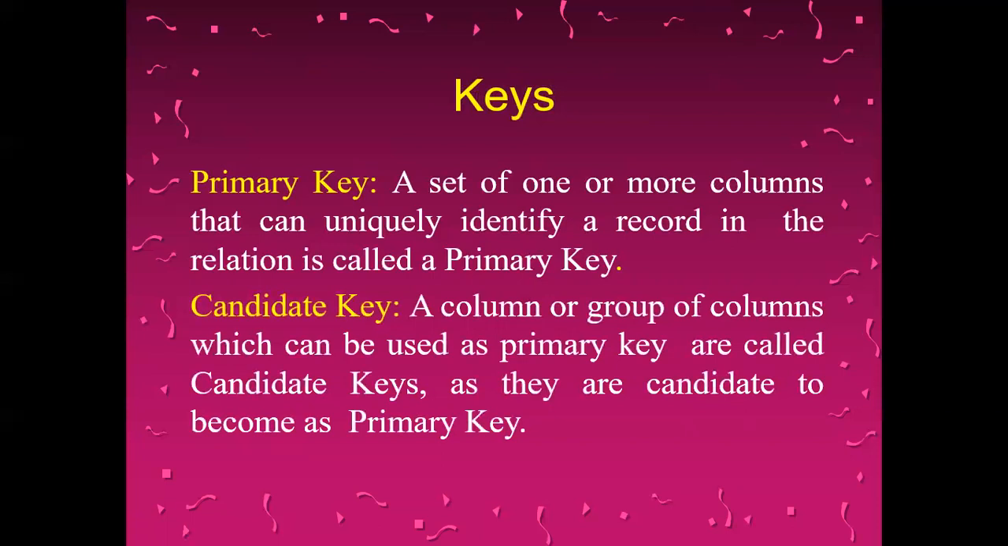A candidate key is a set of attributes that can be used as a primary key, and they are the candidates for the primary key position. When a primary key is considered, the 2 points we have to consider are that it should be unique, the values of that particular column should be unique, and it should not contain any null values. So what is a candidate key? It's a group of columns which can be used as a primary key. That means these are the candidates for the primary key position.